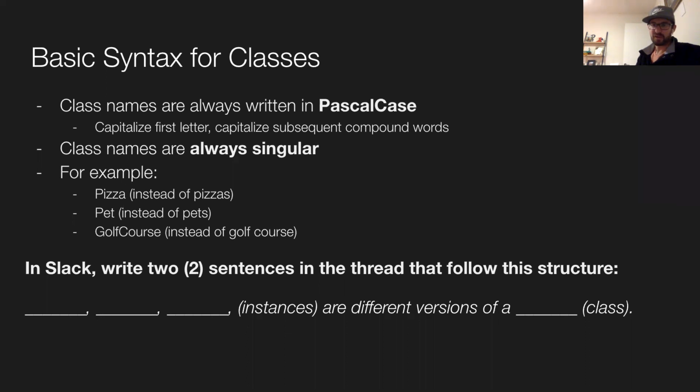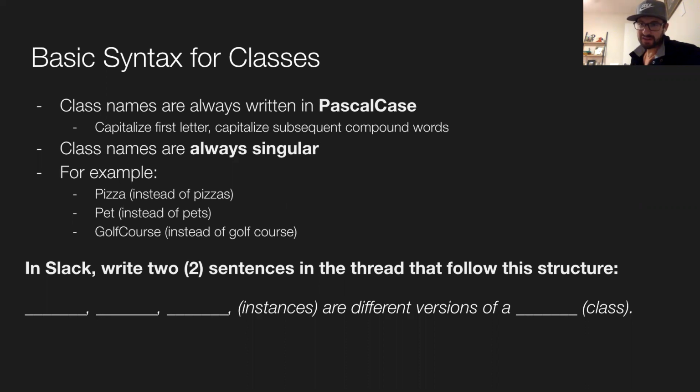All right, cool. So if you take a look in the thread, Rachel wrote, Sharpie, pen, pencil are different versions of a writing tool. Love it. Snapback, cowboy, and fedora instances are versions of a hat class. Great. Oil, acrylic, watercolor are different versions or instances of a paint class. Awesome.